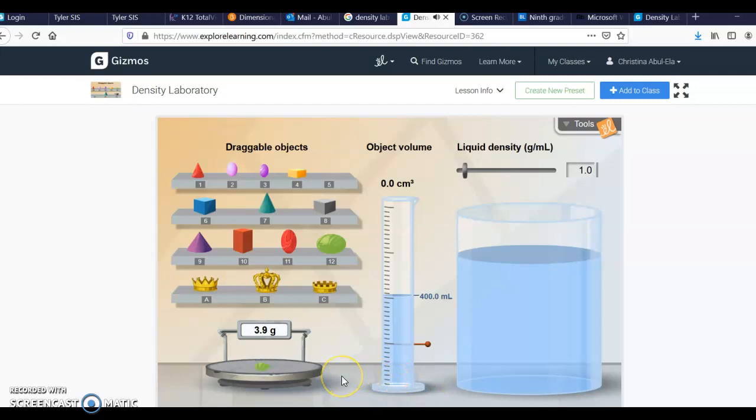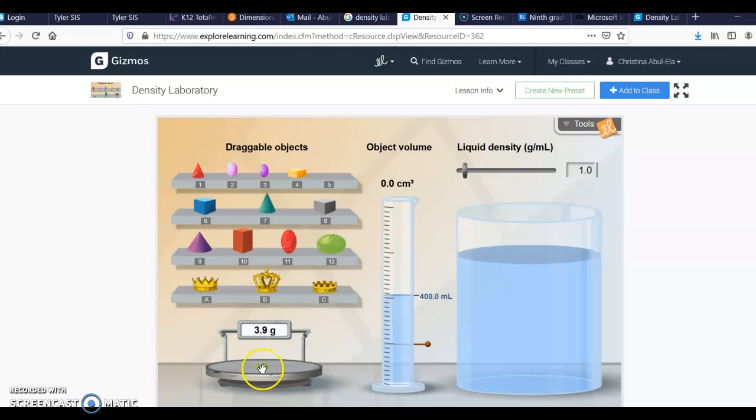You can see the scale reads 3.9 grams, and whatever balance you're using, whether it's this one here or if you're in a chemistry lab and you're using the balance, you should write down all of the digits that the balance gives you. They're all significant. So you go back over into the data table and write 3.9 grams.